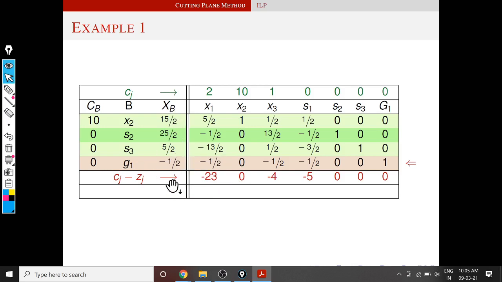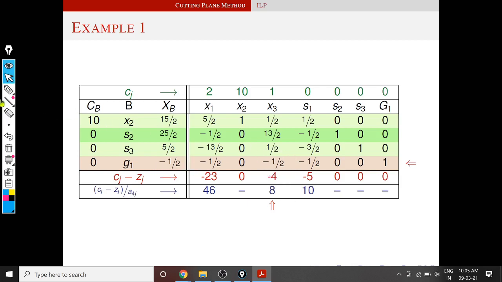Then how to find the entering variable? By taking the ratio. So we consider the ratio with this row. So minus 23 by minus half, that is 46, minus 4 by minus 1 by 2, that is 8, minus 5 by minus 1 by 2 is 10, like that. We just have to apply the dual simplex method. Then we have to choose the minimum. So the minimum is corresponding to 8. Here we have to choose the minimum among the negatives. Here there is only one negative, so this itself comes.